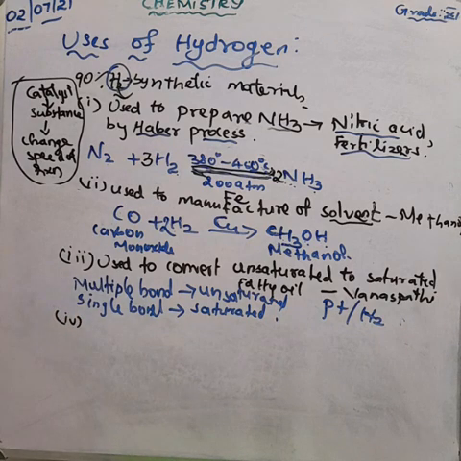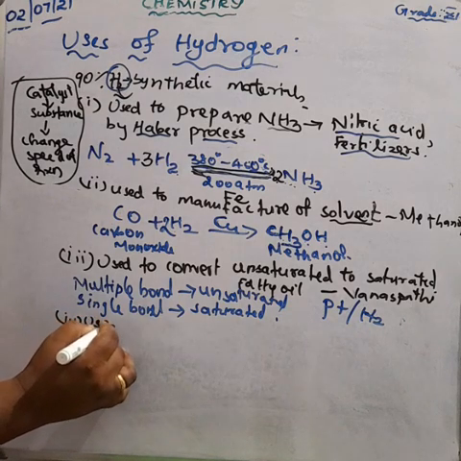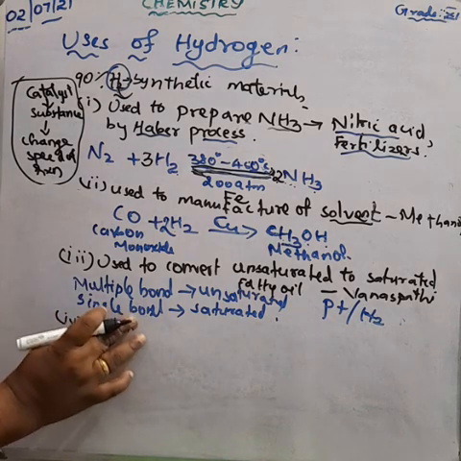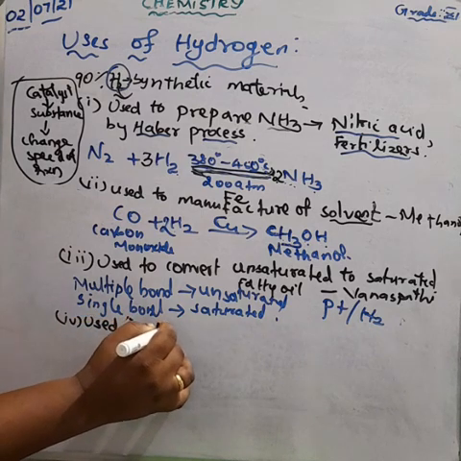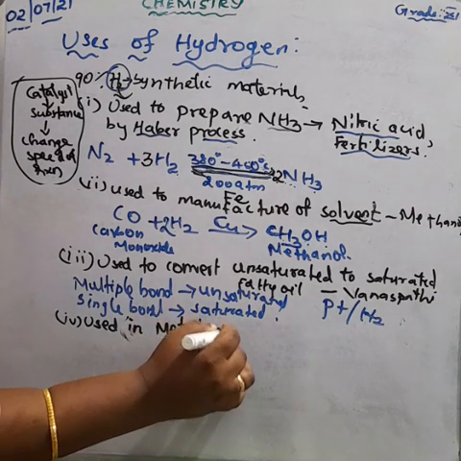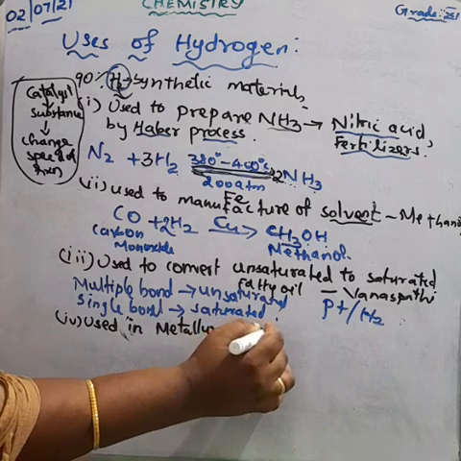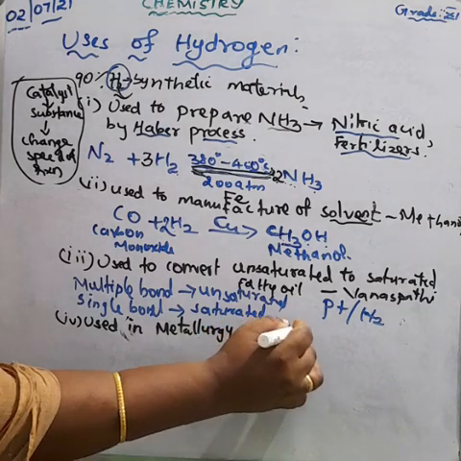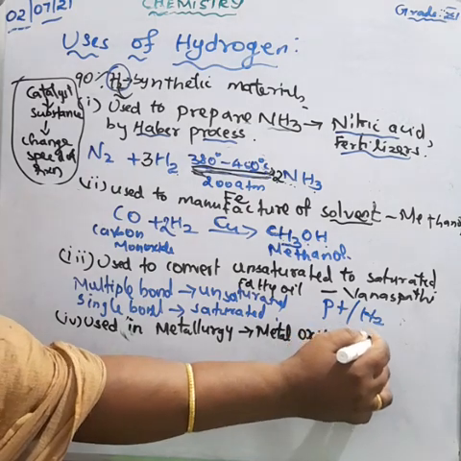Hydrogen is used in metallurgy. What is the fourth use? We can use it in metallurgy. Hydrogen is used in metallurgy to reduce metal oxides to metals.